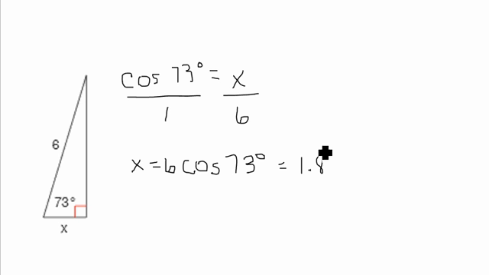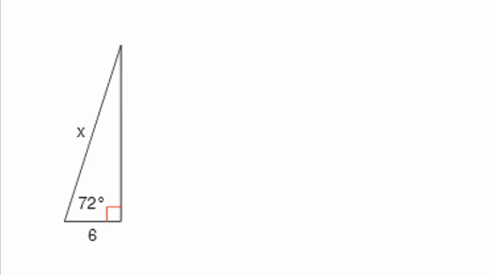Here's where you use your common sense and you go back and check. Did I do something right? Well, the hypotenuse is the largest side in the right triangle. So as a result, your adjacent side should be less than the hypotenuse. Is 1.8 less than 6? Yes. So I must have done something right. Okay. Let's go on to another one.